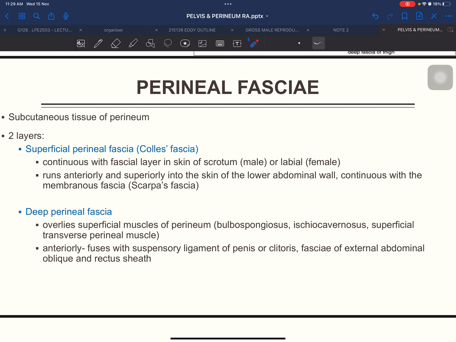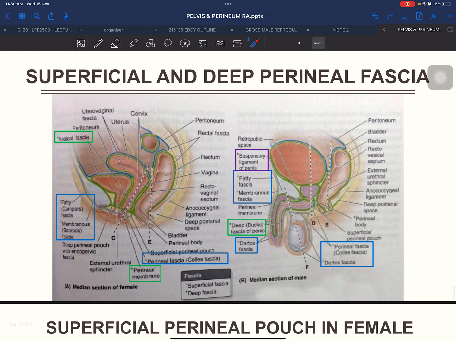There is another one. Deep perineal fascia overlies the muscle of the perineum, and anteriorly is fused with the suspensory ligament of penis or clitoris, fascia of the external abdominal oblique and rectus sheaths. So there is superficial fascia, the one in blue, and also the deep fascia, in green. These are the fascia present in the perineum. It will connect in the abdomen and also connect with the scrotum or labia.